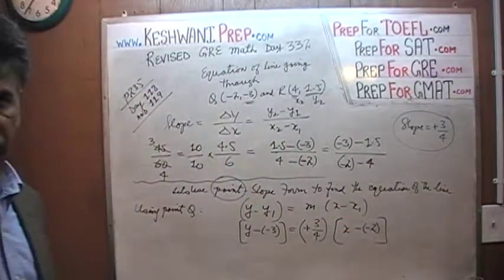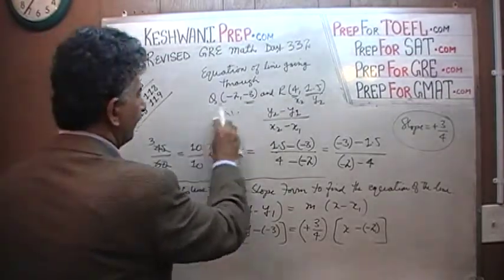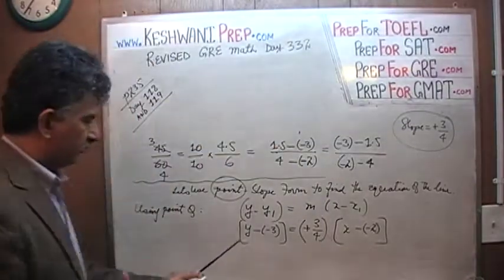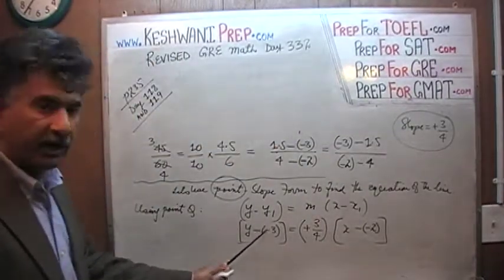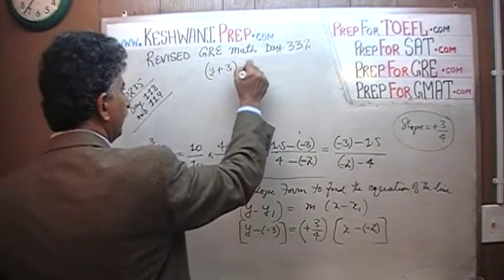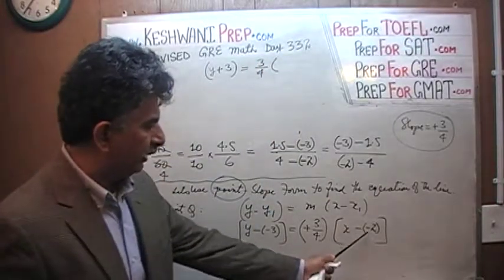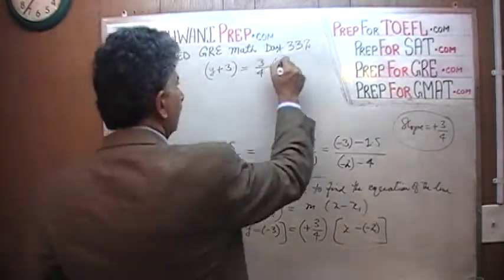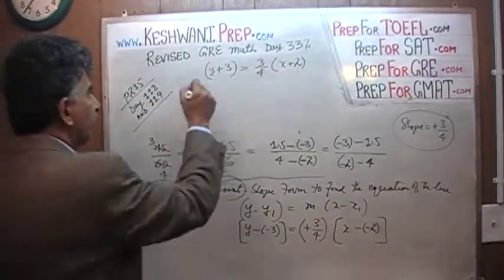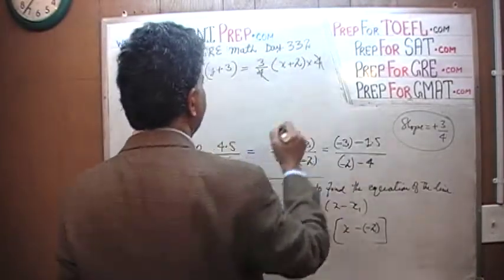Now we have to simplify this form. Let's continue this on the top. So we end up with y. A negative and negative is going to become positive. So we have y plus 3 equals 3/4 times x, and negative is going to again become plus x plus 2. Let's multiply both sides of the equation by 4 so that we can get rid of this 4.